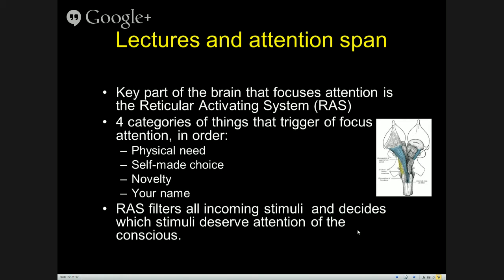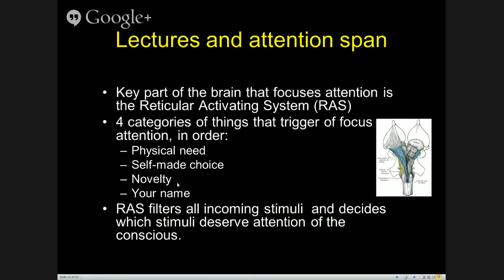And one reason why lectures aren't so efficient is attention span. Attention span is controlled by one part of the brain that focuses attention. It's called the reticular activating system, RAS. And there are 4 categories of things that trigger focus of attention in order. First is physical need. Am I too hot? Am I too cold? Is it raining on me? Is my bladder full? Second one is a self-made choice. So you are self-motivated to be paying attention to what is occurring around you.